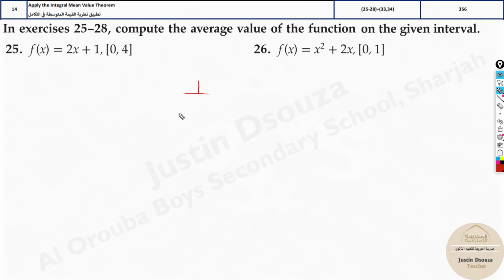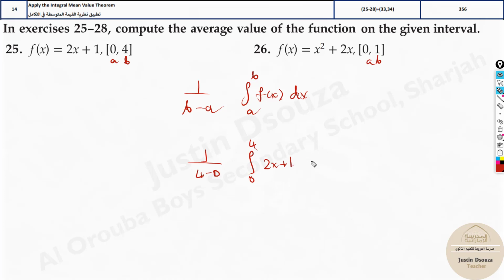That's given by this: 1 by b minus a integral f of x dx. The limits are from a to b. Now the limits over here given, the initial one is a, b. Same thing over here, a and b. And this is the function. So all you need to do is substitute over here. b is 4, a is 0. Integral from 0 to 4, function is 2x plus 1 dx. You just put this in the calculator, you get the answer.